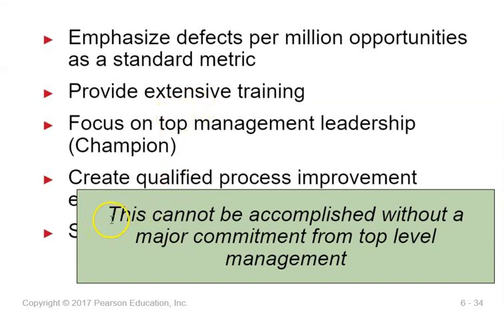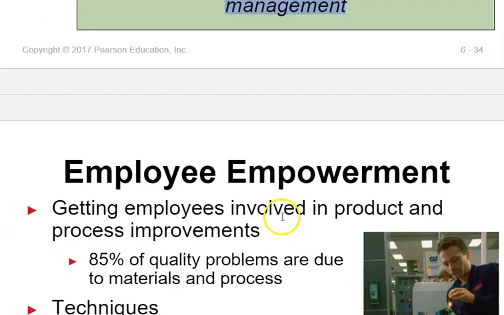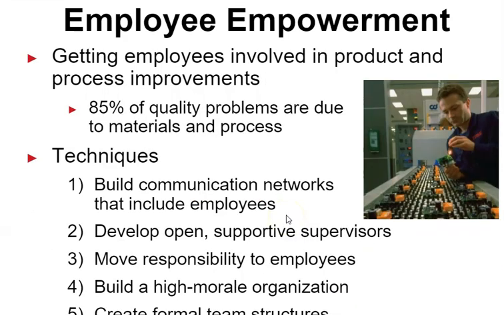So you know that Six Sigma cannot be accomplished without a major commitment from top level management, because they're the ones who are making decisions, and they're the ones who will have to make decisions based on Six Sigma. Otherwise, it won't work.